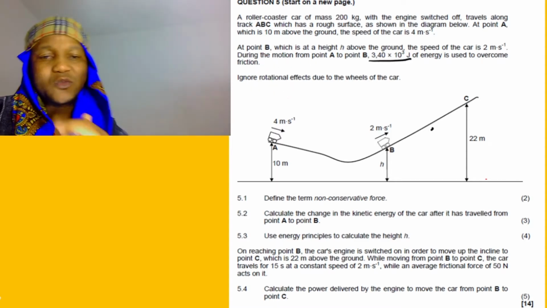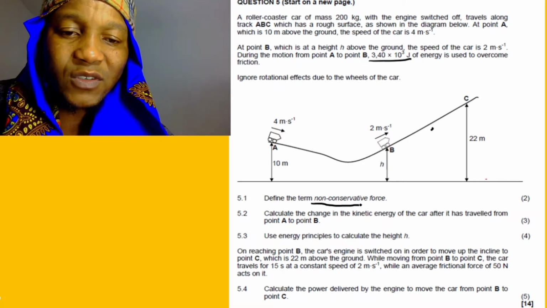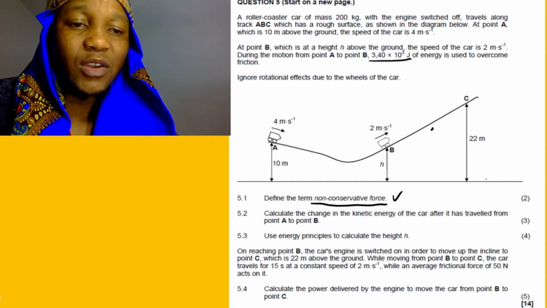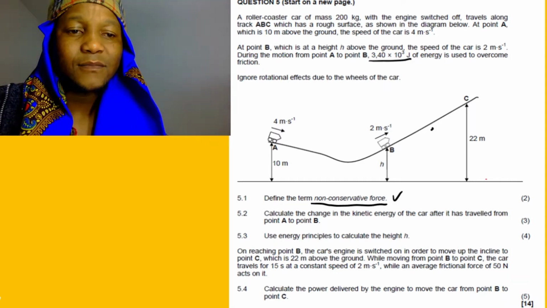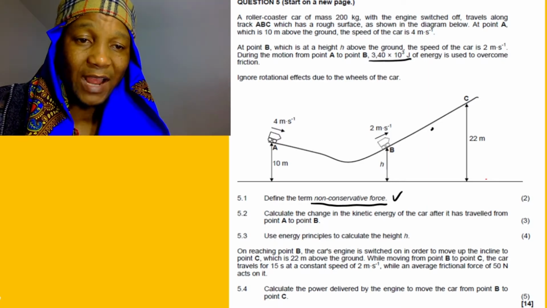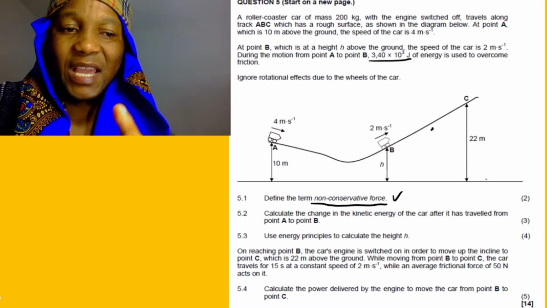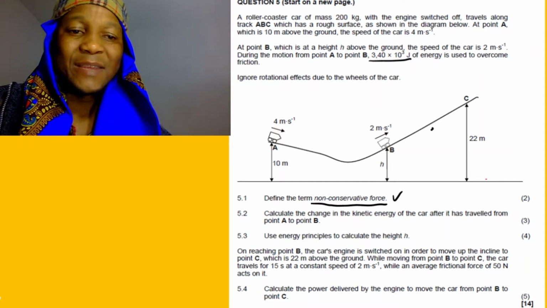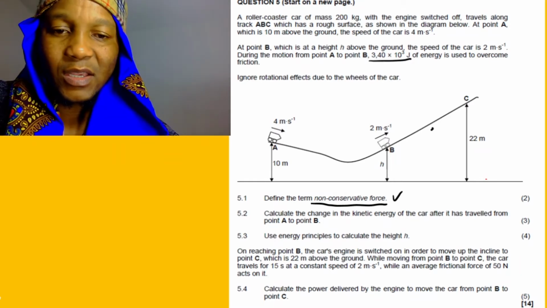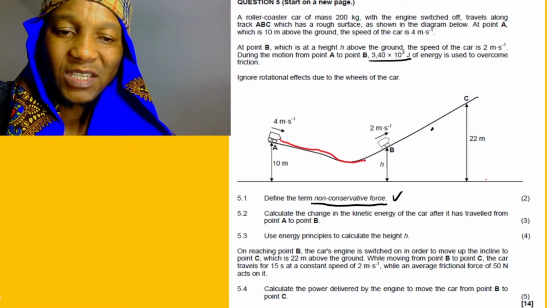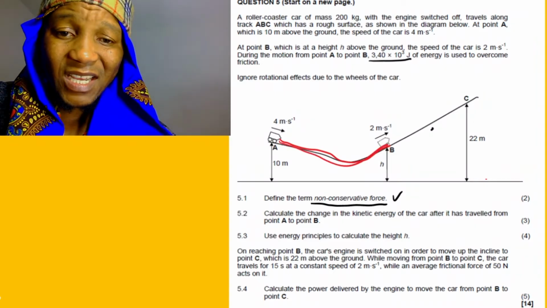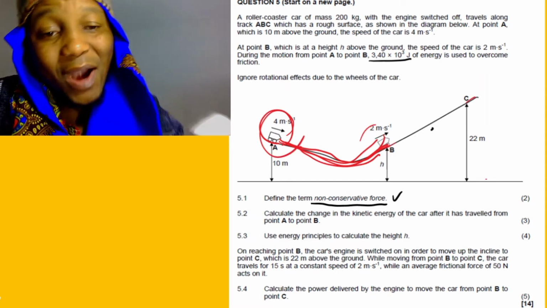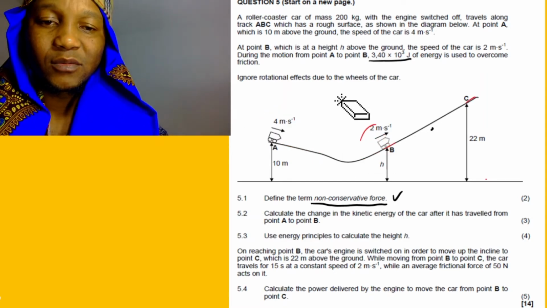What is the question? Let's start with the first question. They say define the non-conservative force. Look, a force is non-conservative if the work it does on an object depends on the path taken. We can see this object depends on the path it took from A to B, and then probably might go to C.